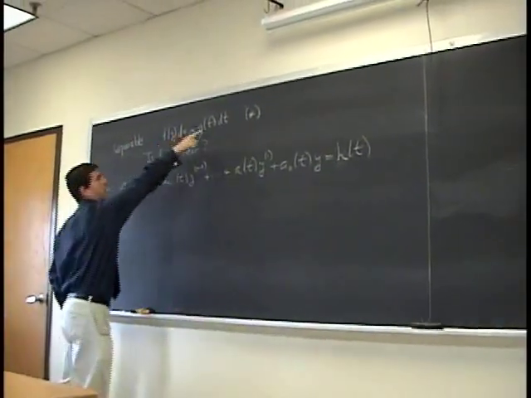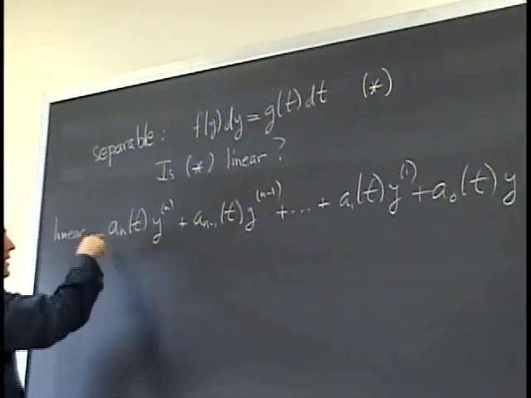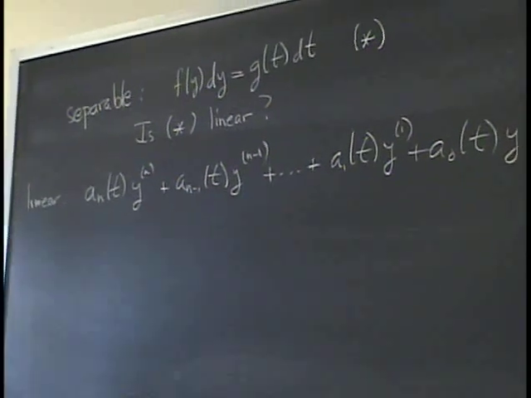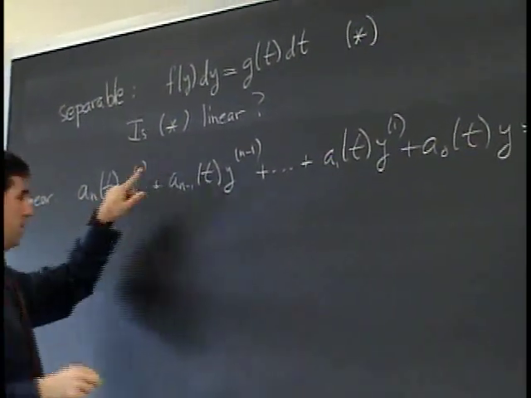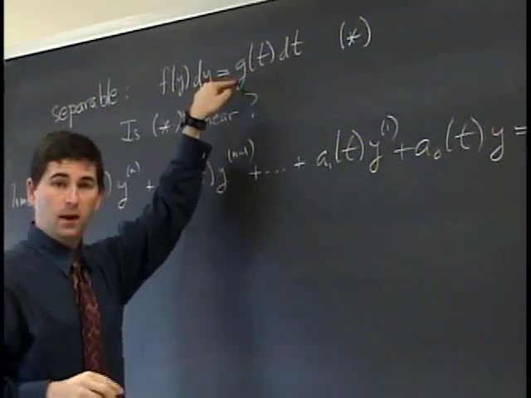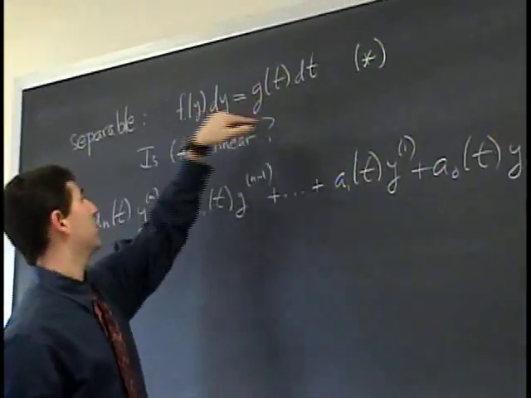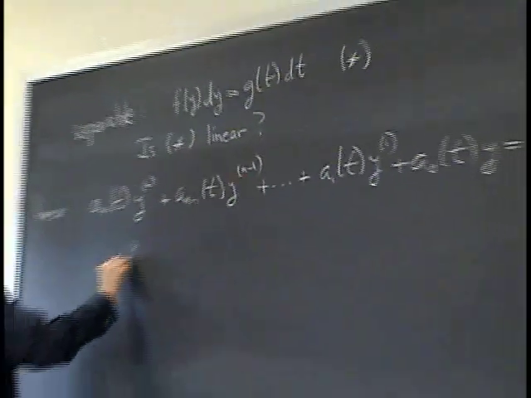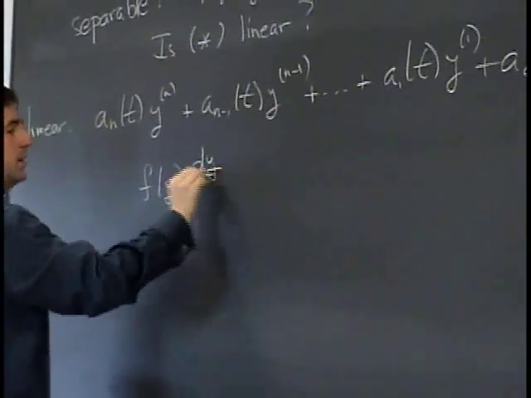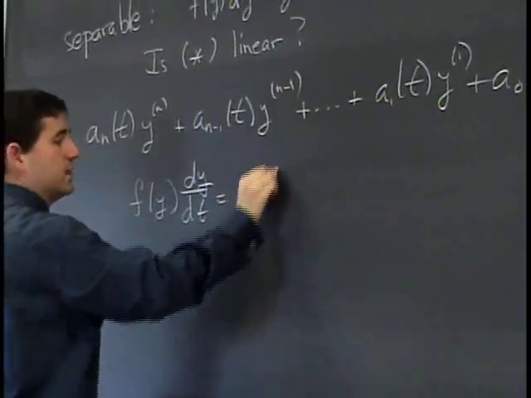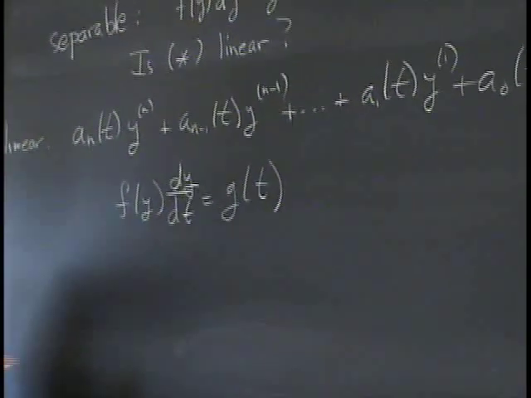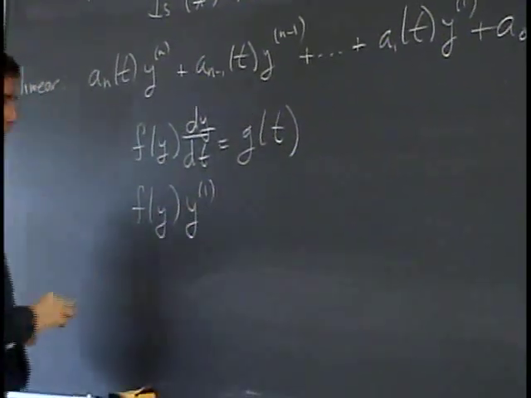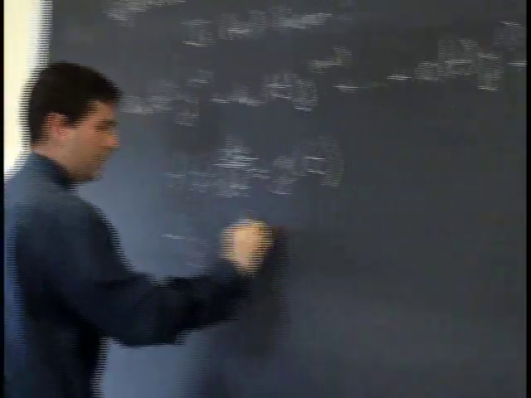So can we put this separable differential equation in this linear form? Well, one of the things you first see is kind of weird. Here you always have derivatives, and here you just have differentials. But we can take differentials like this and turn them into derivatives by dividing. We'll divide by dt. So we get f of y dy/dt equals g of t. Or in this notation, this f of y times the derivative equals a function of t.